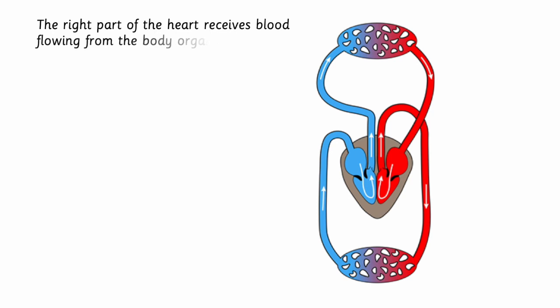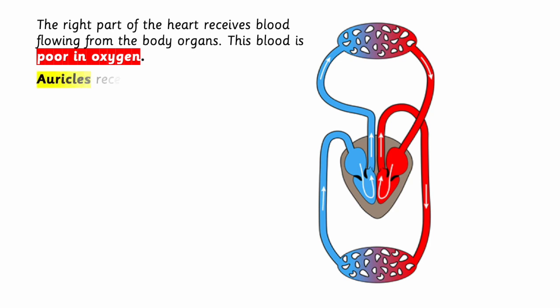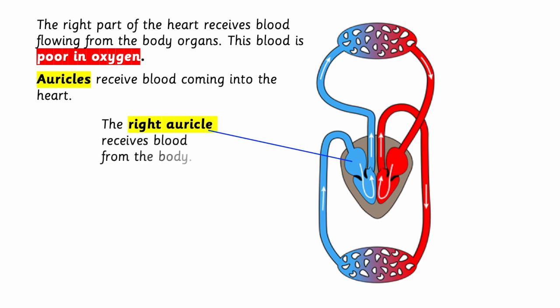The right part of the heart receives blood flowing from the body organs. This blood is poor in oxygen. Auricles receive blood coming into the heart. The right auricle receives blood from the body.